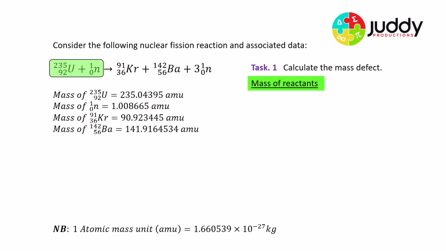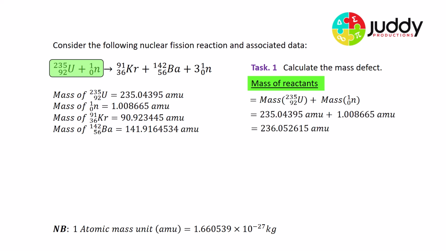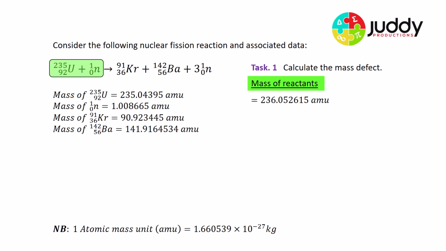So task number 1, calculate the mass defect. First of all, let's find the total mass of reactants. That equals the sum of the mass of the uranium-235 and the mass of the single neutron. We add them together and we get a combined mass of the reactants of 236.052615 AMUs. So there we have the mass of our reactants.